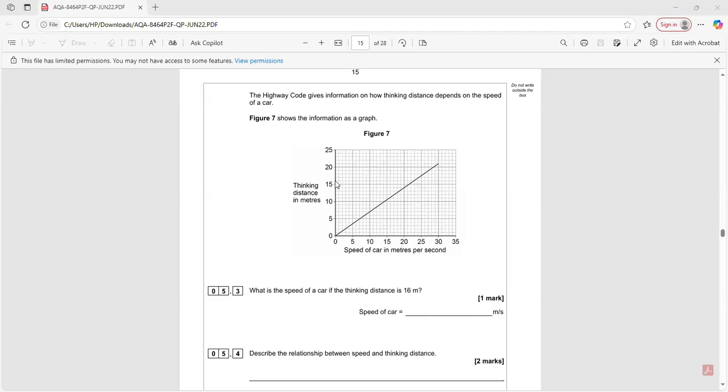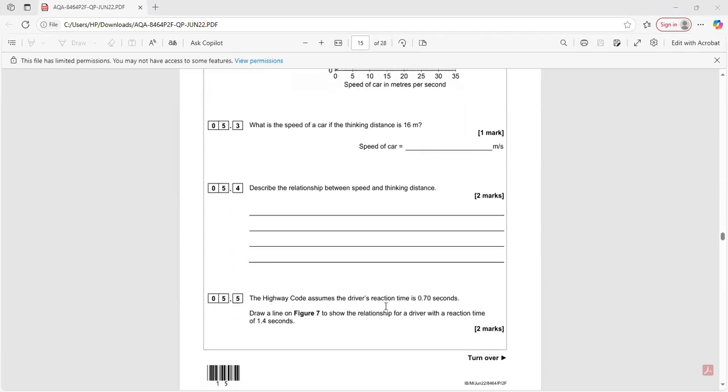Can you see my arrow? Yes. Okay, so it's somewhere there. If I trace it to the graph and trace it downwards, that is 20, 21, 22, 23. Okay, good. That's 23 meters per second. And describe the relationship between speed and thinking distance. How would you describe it? It's proportional, right? Yes. Okay.